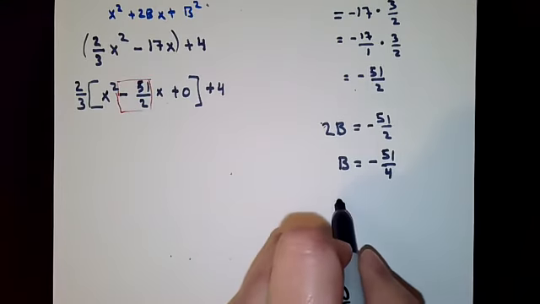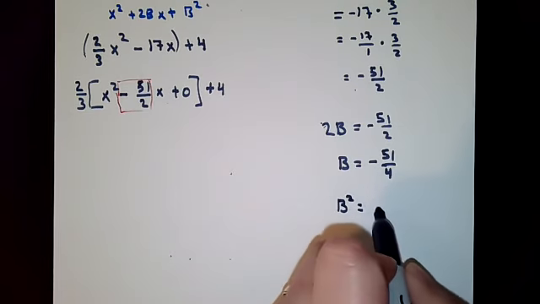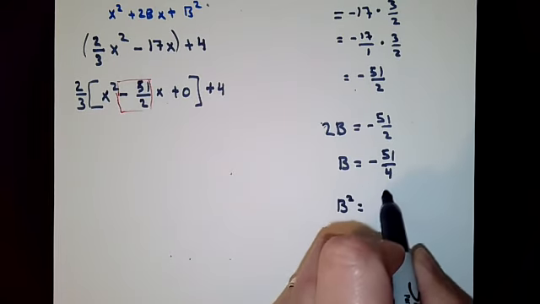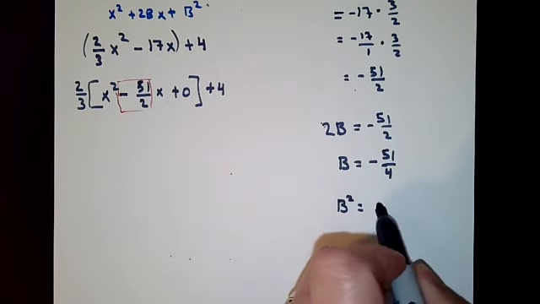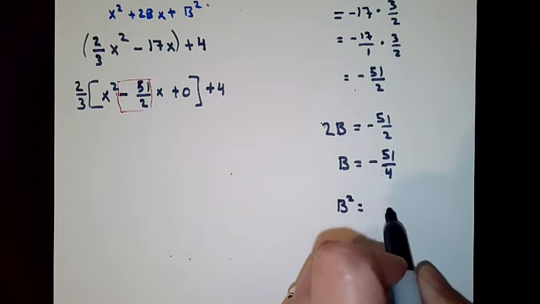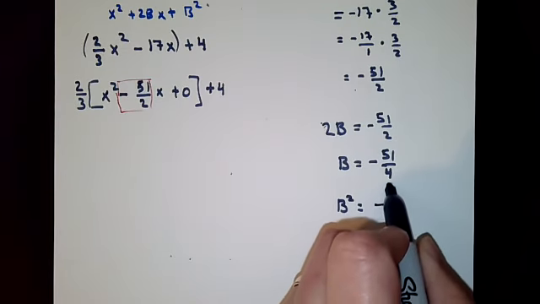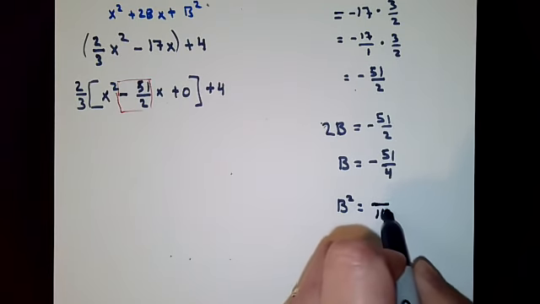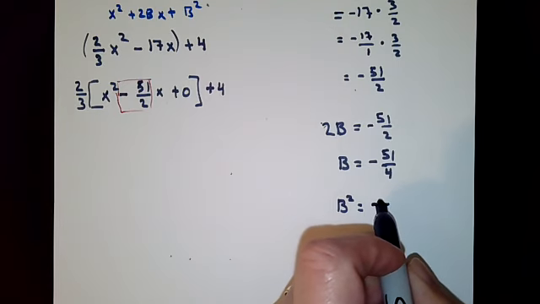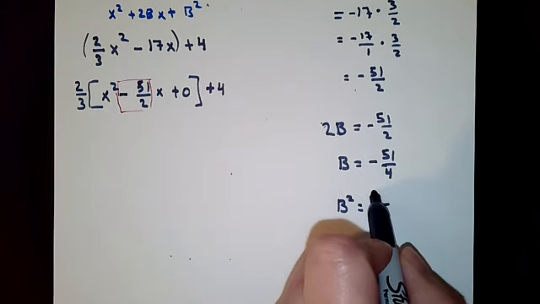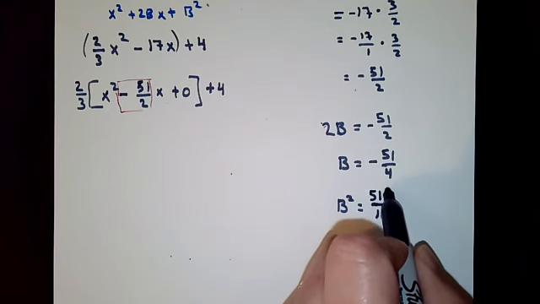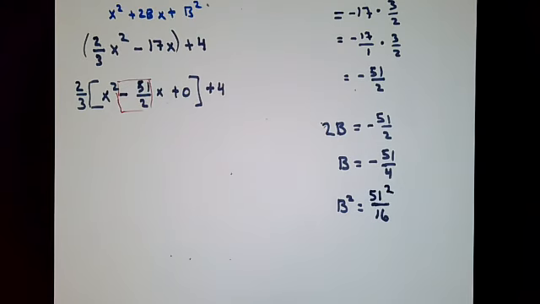And b squared then is negative 51 fourths multiplied by itself gives us, well, negative times negative is positive. And well, in the denominator, 4 times 4 is 16. And in the numerator, 51 times 51 is, well, I'll tell you what, let's just call it 51 squared for a moment. Let's deal with that later, okay? All right, good idea. All right.